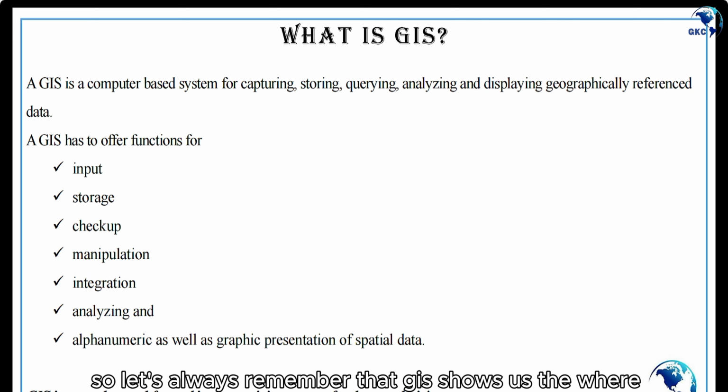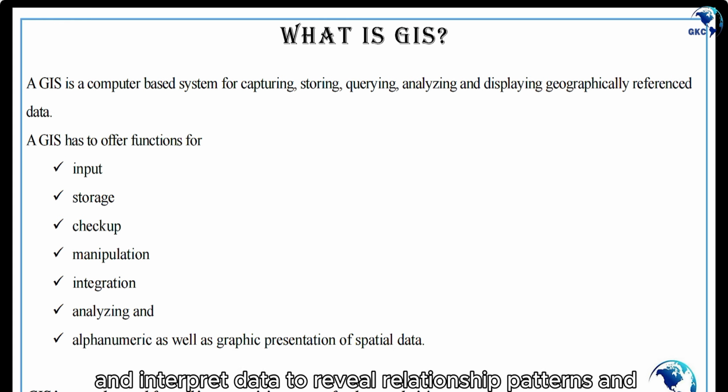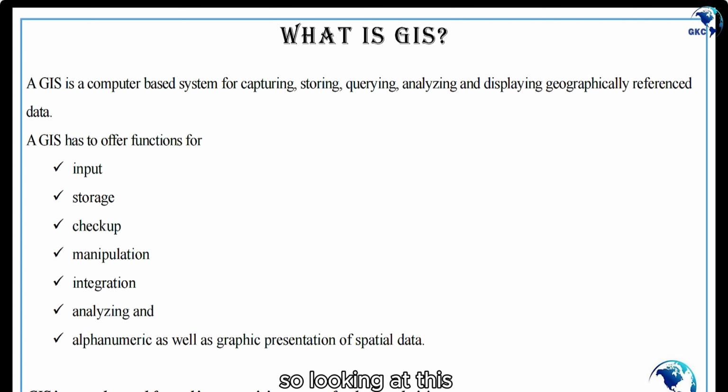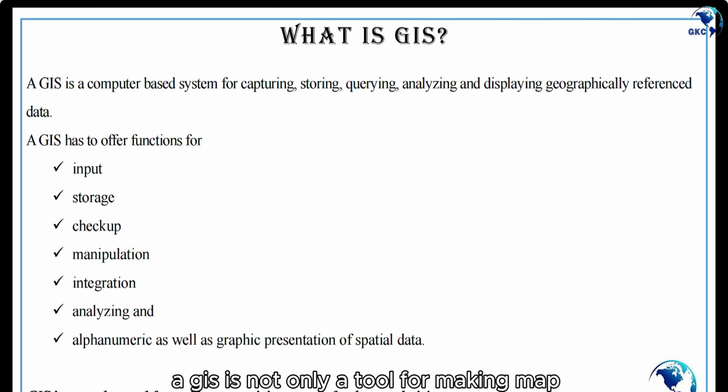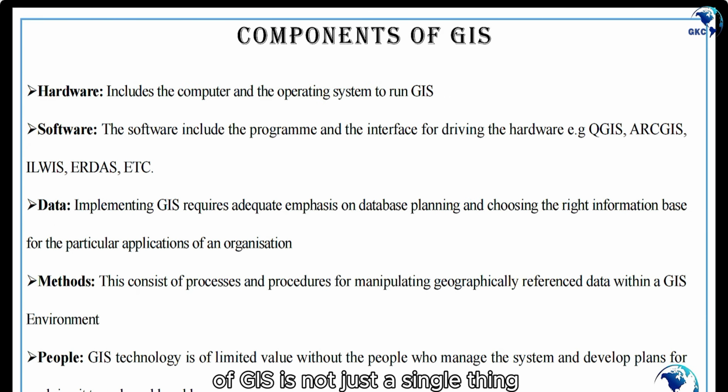So let's always remember that. GIS shows us the where, the what, and the why. It helps us see, understand, question, and interpret data to reveal relationships, patterns, and trends that we might otherwise miss. So looking at it, a GIS is not only a tool for making maps, it is a system for data analysis.